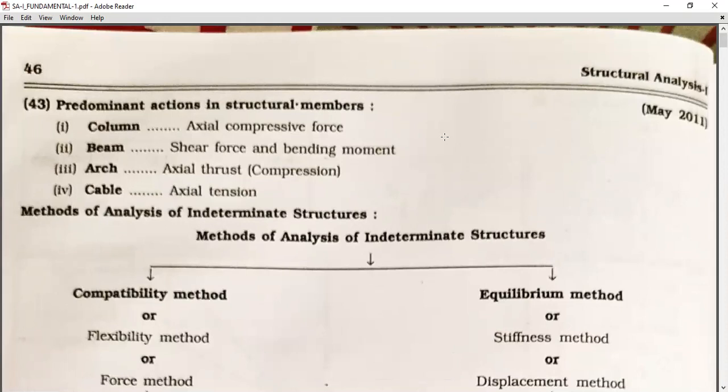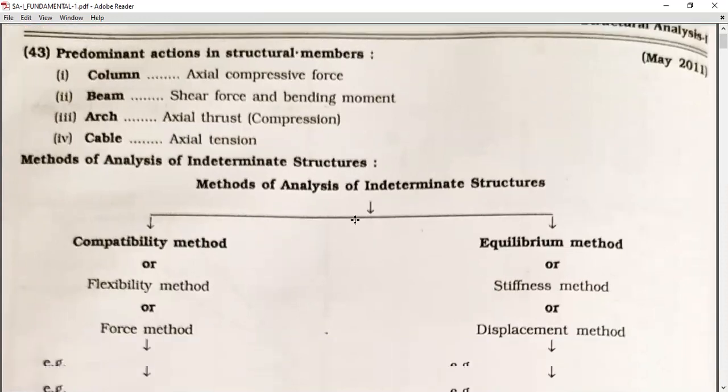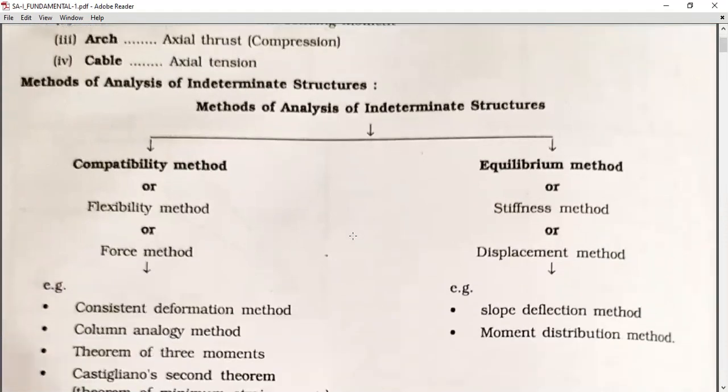Some structural actions of structural members: a column carries axial compressive force, a beam is under shear force and bending moment, an arch carries axial thrust or compression, and a cable carries axial tension. There are some methods of analysis of indeterminate structures.